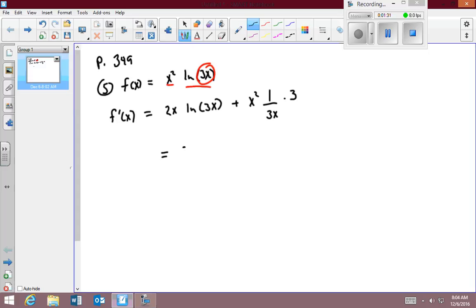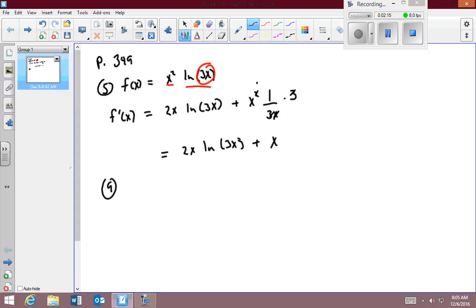So that simplifies into 2x ln of 3x. And then one of these x's goes away, so there's 1 there and there. The 3 goes away. But I put an equal sign, it should be a plus. And that's an x. Is that what you got? Oh, do you see what I did? Yeah. When you said 9? Yeah. Okay.